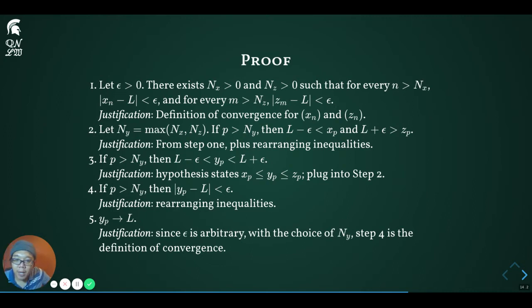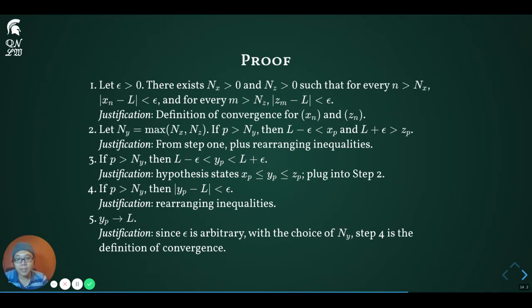Start from epsilon positive. Our goal is to find an index such that beyond that index, we have the terms of y within distance epsilon of the limit L. Since we know that x and z are converging, we can apply the definition to find n sub x and n sub z. They are chosen so that for indices larger than n sub x, the terms of x are within distance epsilon of L. And for indices larger than n sub z, the terms of z are within distance epsilon of L.